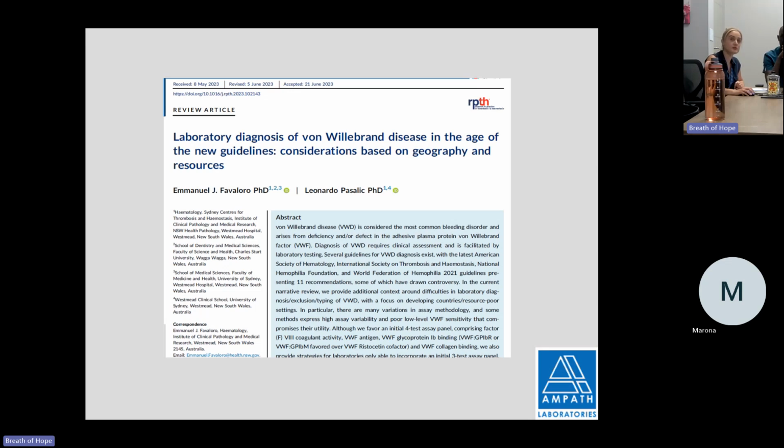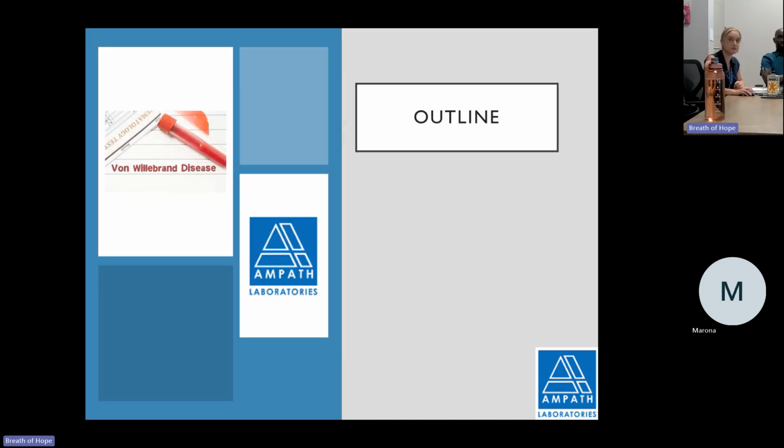As we know, von Willebrand disease has a 3-test assay, and this is usually used to screen for von Willebrand disease. And at Ampath, we have now implemented the collagen binding assay, and this is just to prevent misdiagnosis of von Willebrand disease and also increase the accuracy of the diagnosis. The references will be at the end, but I've used these articles mainly in my presentation.